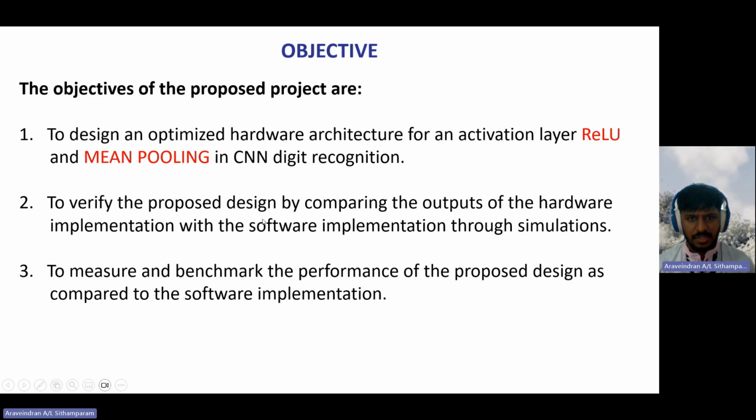Okay. So as you can see, this is the objective of my project. The objective is to design and optimize hardware architecture for an activation layer, which is ReLU, and mean pooling layer, in digital acceleration. And the next is to verify the proposed design by comparing the output of the hardware implementation with the software implementation through simulation. And the third objective is to measure and benchmark the performance of the proposed design as compared to the software implementation.